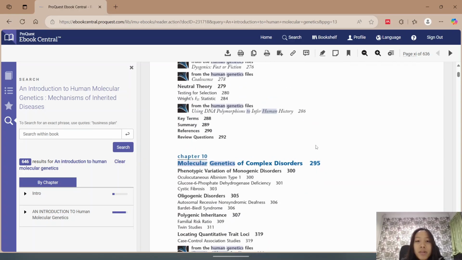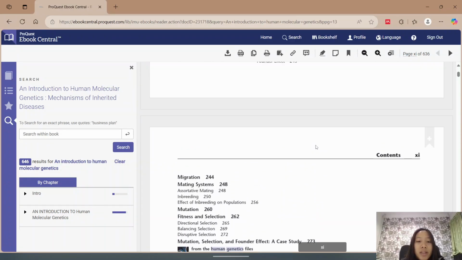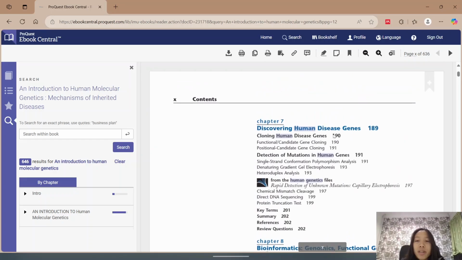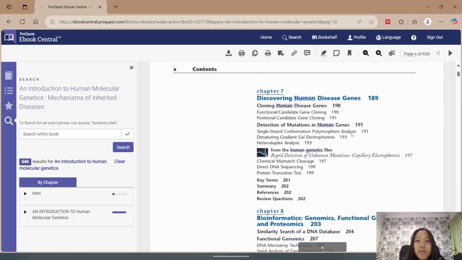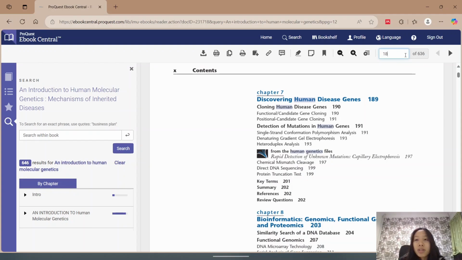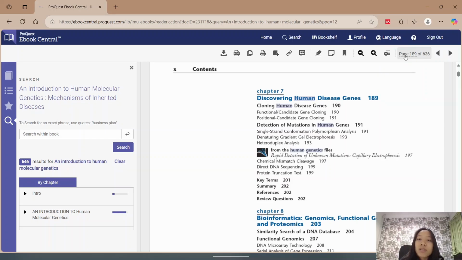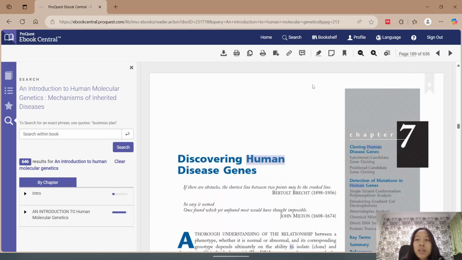For example, I've been looking at discovering human genes. So if we scroll down, we can just search the topic you are interested in, then it will show up the page number. So we just have to key in the page and enter. It will just bring us directly to the chapter itself.